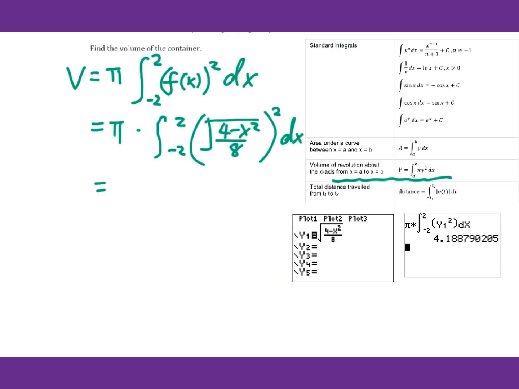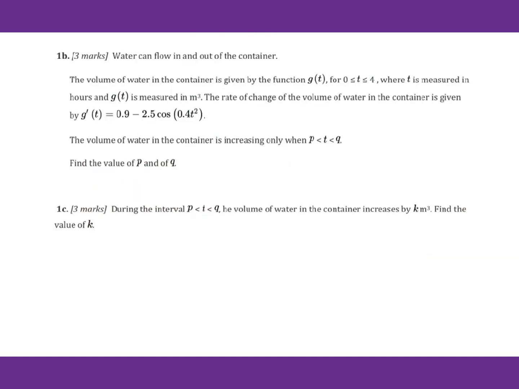When you put this into the graphing calculator, remember, normally we put y1 equals the function, so that when we pull out to the main screen, we do y1 squared. It's much easier when you do square root of 4 minus x squared over 8 and then square. It's much easier than that. So your answer is 4.19. For 1b, water can flow in and out of the container.